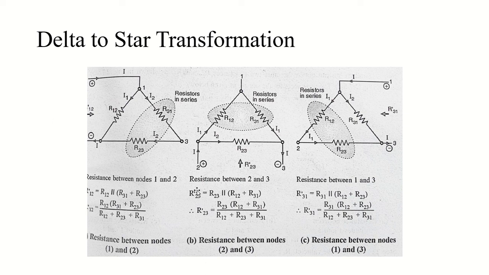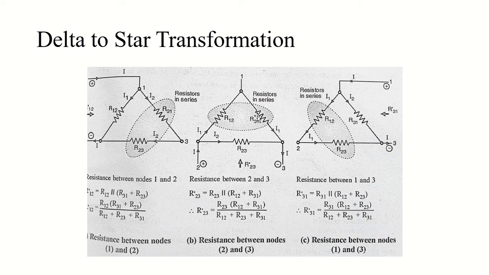Now again come here. This time we will consider node 2 and node 3. When we are taking that, can't we say these two, R12 and R31, are in series with each other, right? And then R23 is in parallel connection with these two.